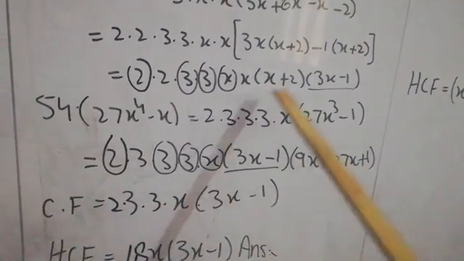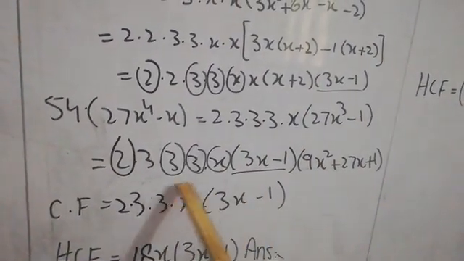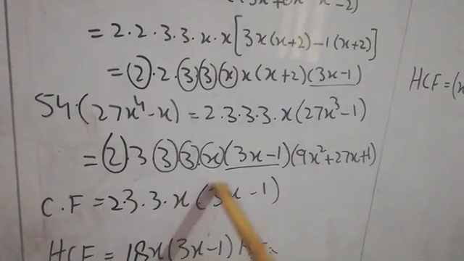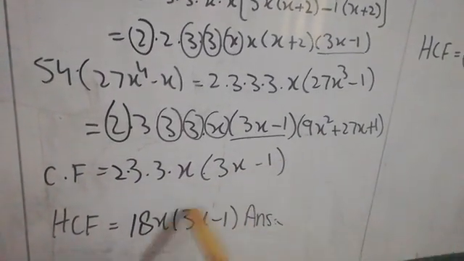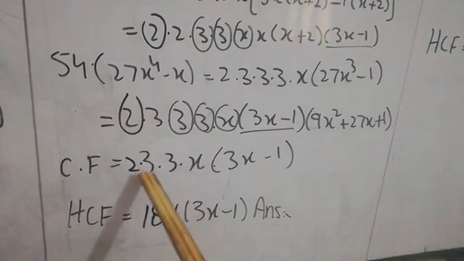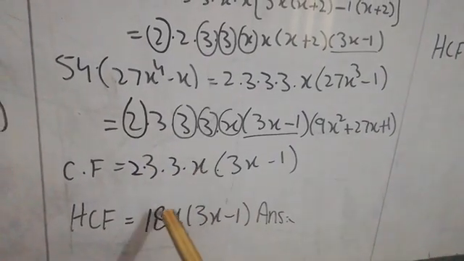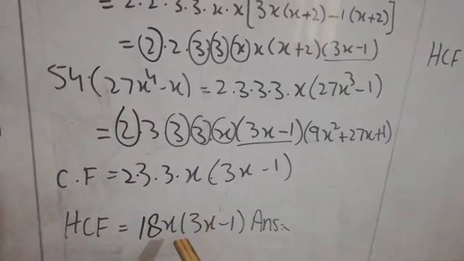So the common factors between these two expressions are 2 into 3 into 3 into x into 3x minus 1. And so the HCF: 2 into 3, 2 3s are 6, 6 3s are 18, 18x into 3x minus 1. These are the possible factors.